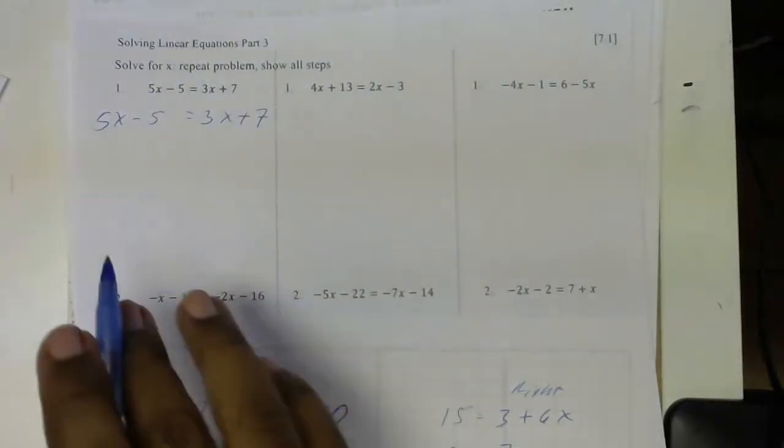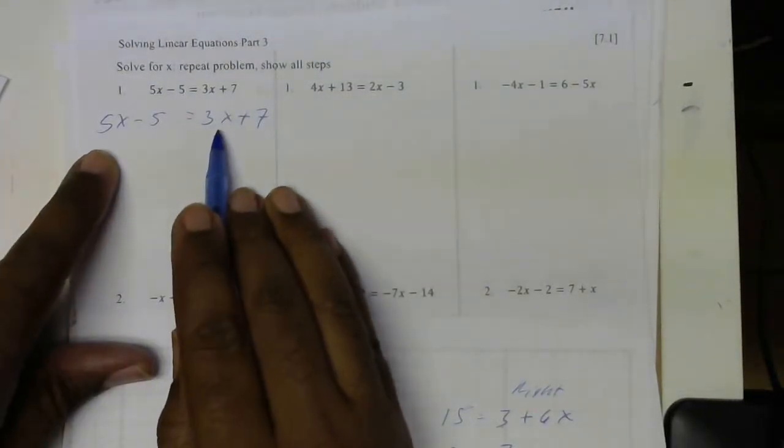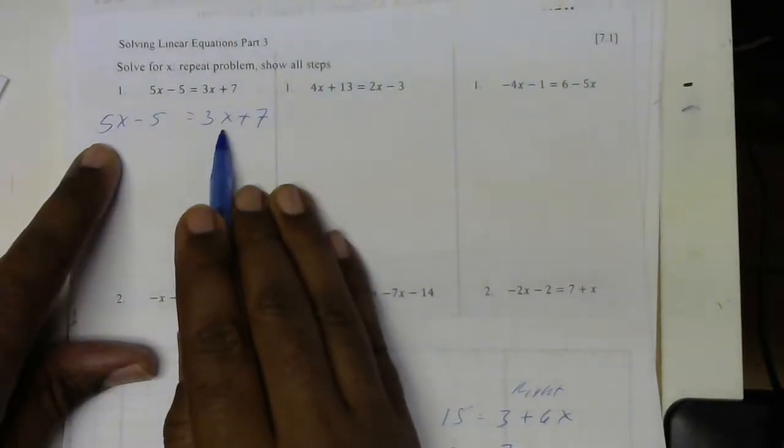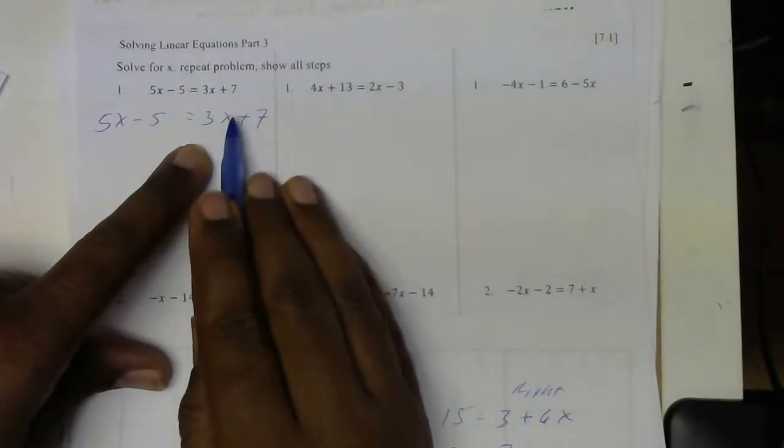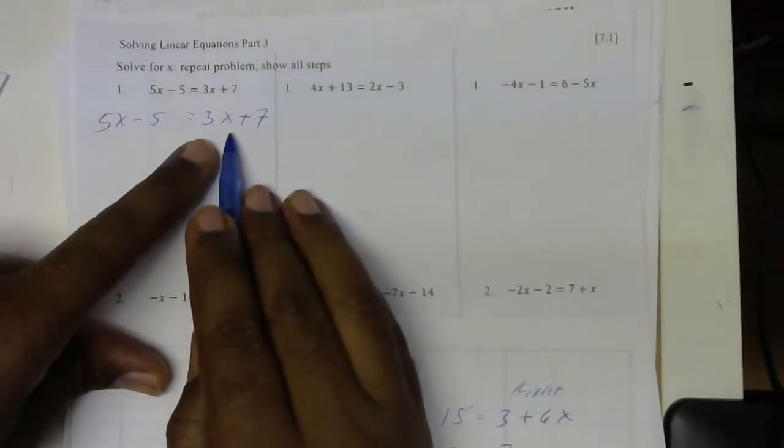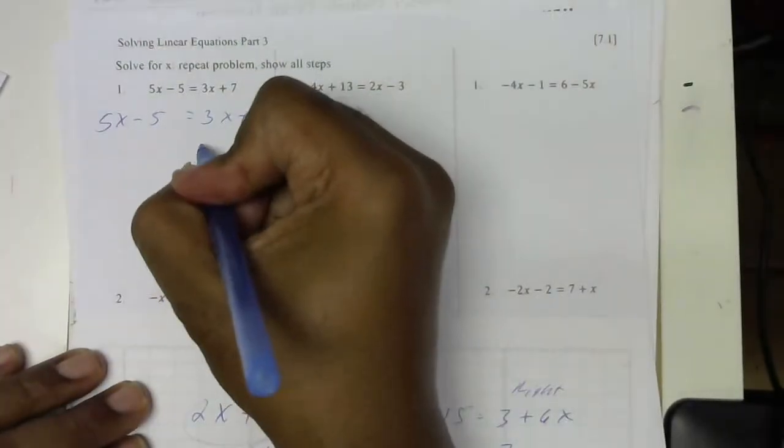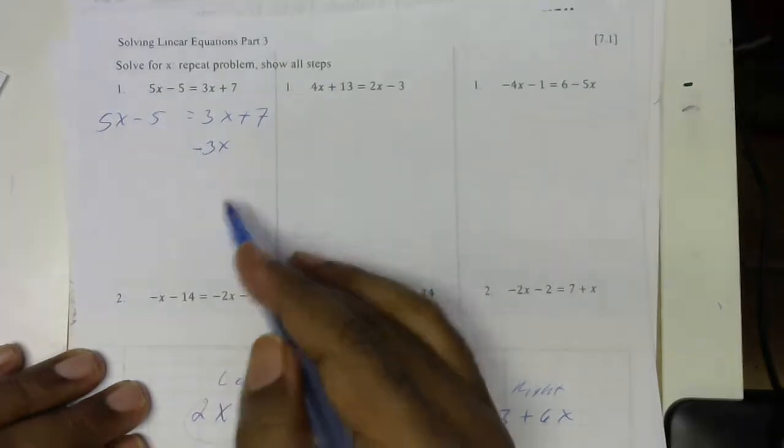So we need to get rid of one of these two x's. I have 5 x's here, I have 3 x's here. Usually I get rid of the lower x's. Okay, so this is the one I want to get rid of. So the 3x will no longer be over there. So I get rid of it by saying minus 3x because that's the opposite.